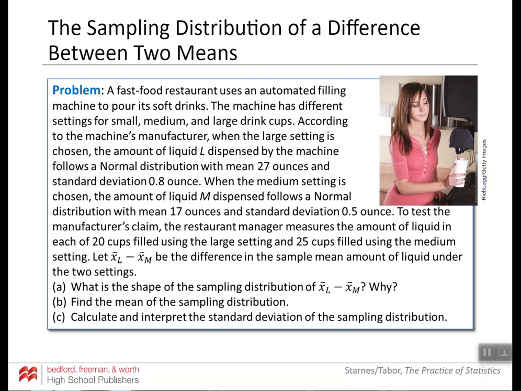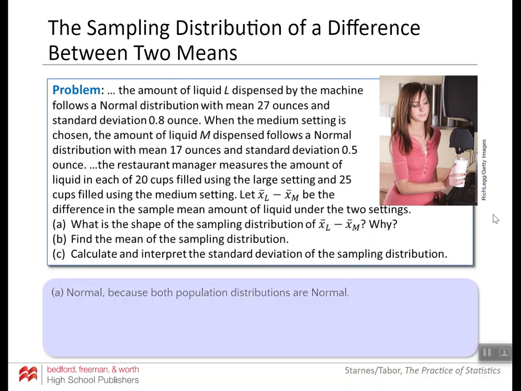To test the manufacturer's claim, the restaurant manager measures the amount of liquid in each of 20 cups filled by the large setting and 25 cups filled by the medium setting. Let x bar L minus x bar M be the difference in the sample mean amount of liquid under the two settings. First, we want to know, what is the shape of the sampling distribution x bar L minus x bar M? Well, that sampling distribution will be normal because both of our populations are normal.